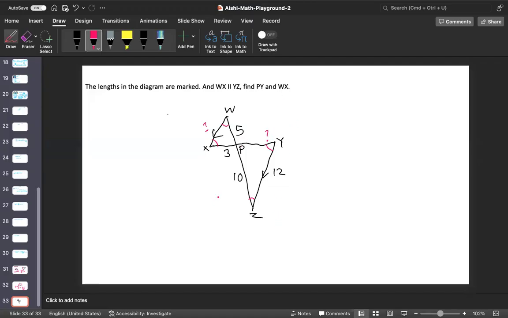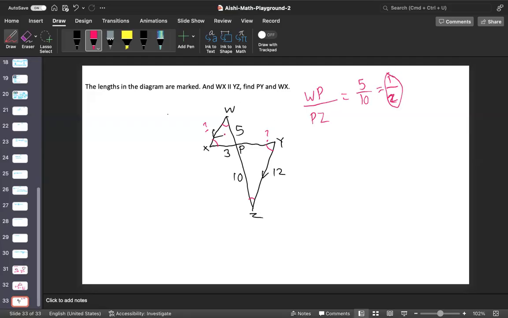Okay, which means we can use the power of side ratios yet again. So since we know WP and PZ, we can use that to find the side ratio. So WP divided by PZ is equal to 5 by 10, which is 1 by 2. So now we can use this side ratio to find WX and BY.